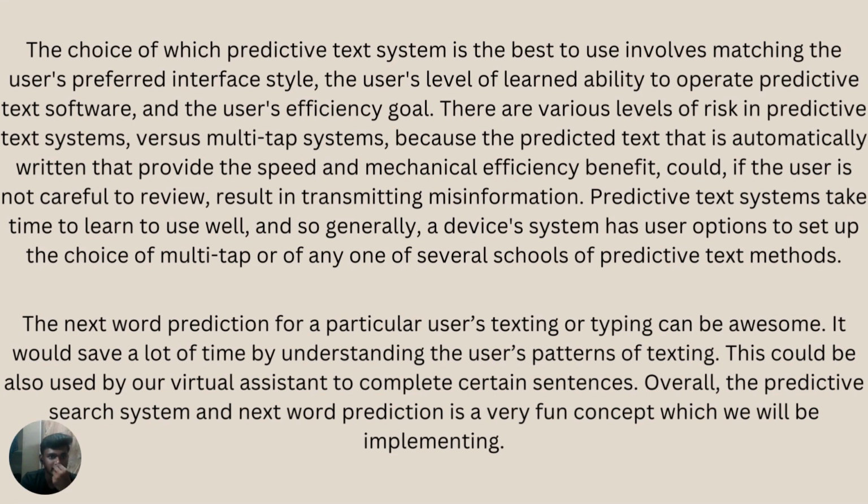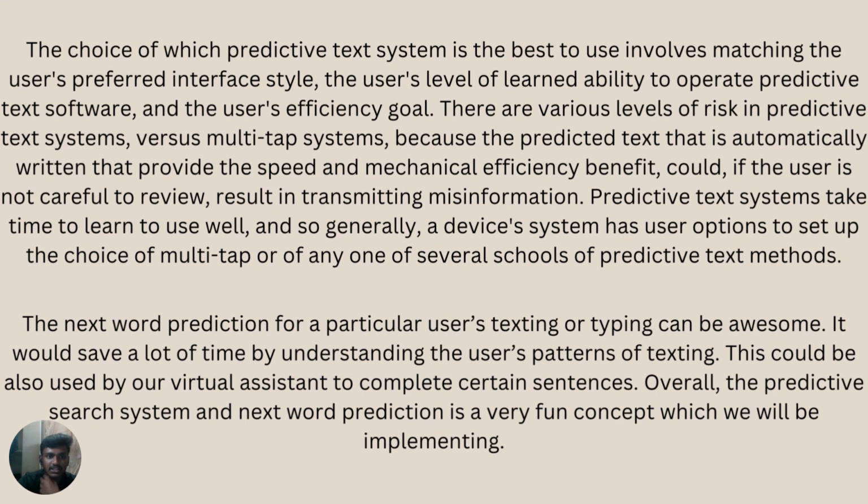The choice of which predictive text system is the best to use involves matching the user's preferred interface style, the user's level of learned ability to operate predictive text software, and the user's efficiency goal. There are various levels of risk in predictive text systems versus multi-tap systems because the predicted text that is automatically written, which provides a speed and mechanical efficiency benefit, could result in transmitting misinformation if the user is not careful to review. Predictive text systems take time to learn to use well, and so generally a device system has user options to set up the choice of multi-tap or any one of the several schools of predictive text methods.